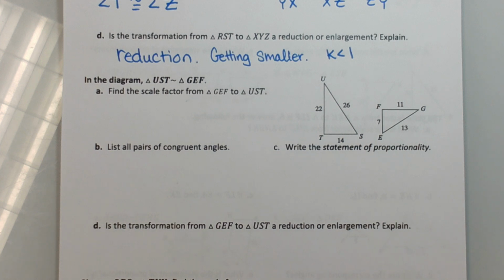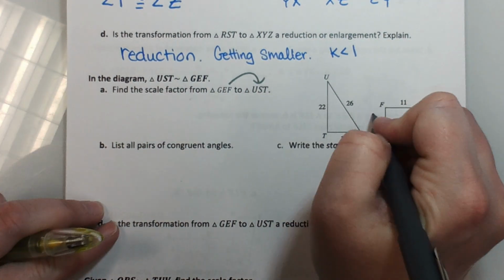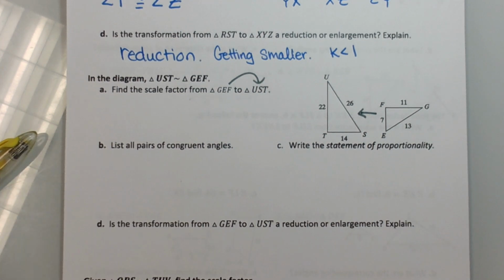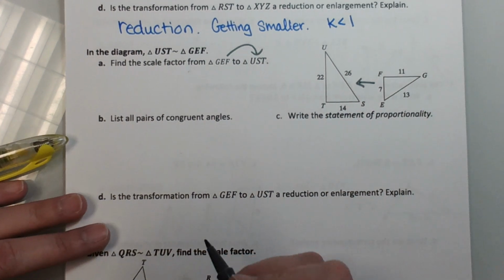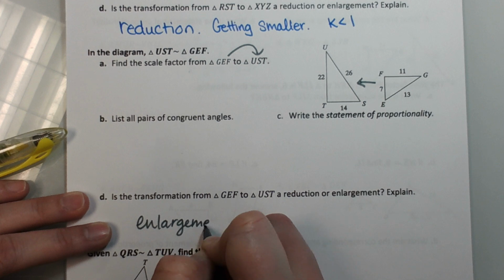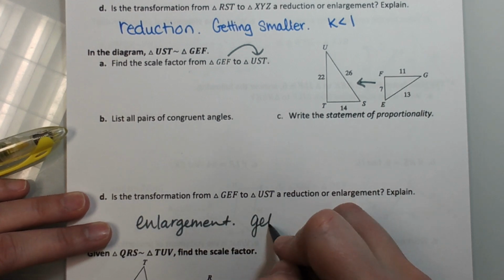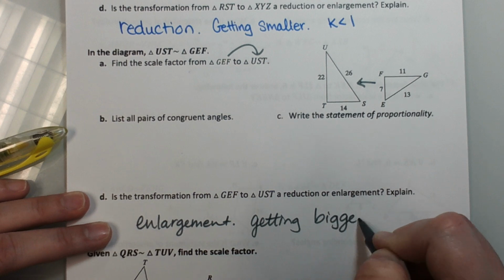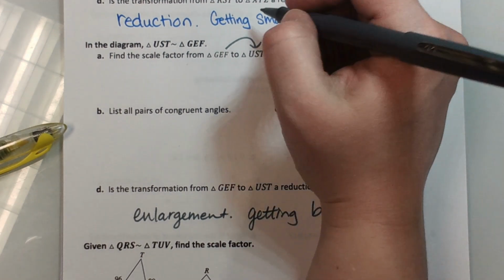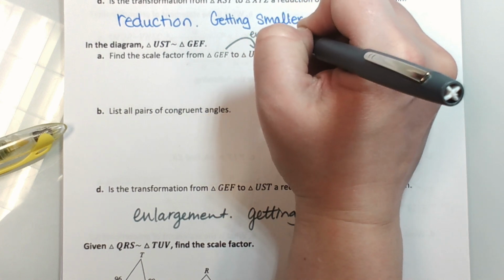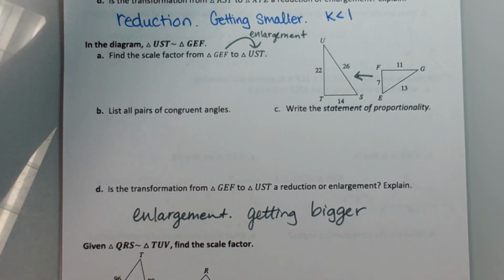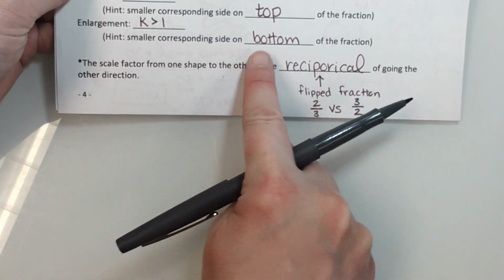Similar problem. Triangle UST is similar to triangle GEF. First off, we're going from GEF to UST. That's going that way. Vivian, is that a reduction or an enlargement? Enlargement. Getting bigger. When it's an enlargement, the smaller corresponding side goes on bottom.